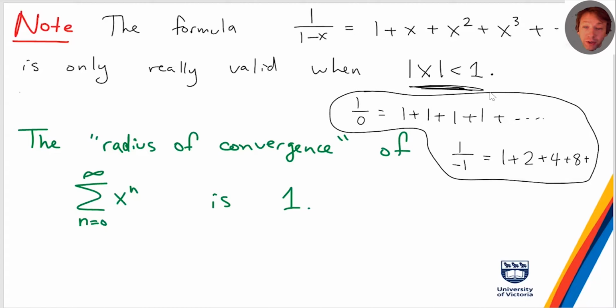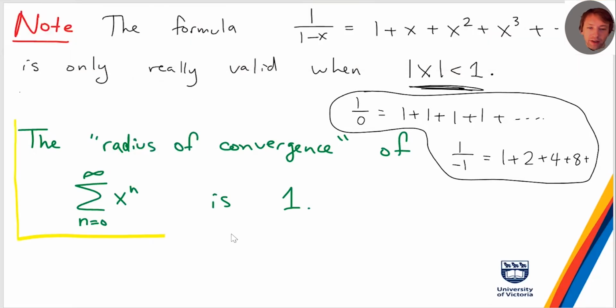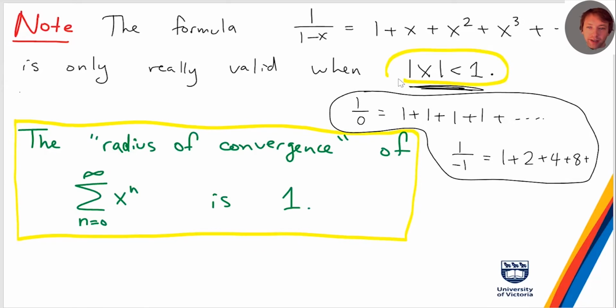Okay. But if you do that, if you plug in a number between -1 and 1, then this formula is actually valid. So the language for this is to say that the radius of convergence of this series is 1, basically because it converges for everything between 1 and -1.